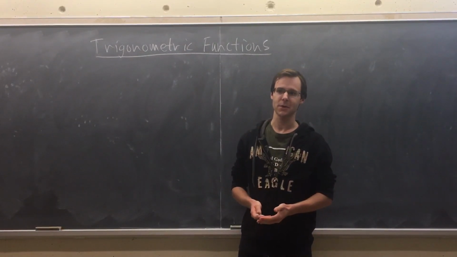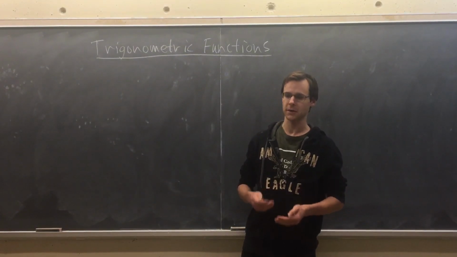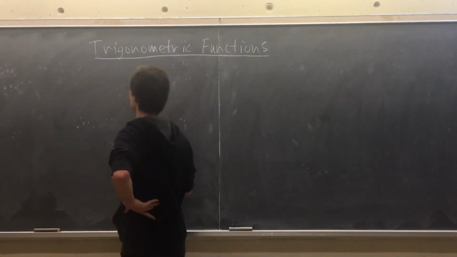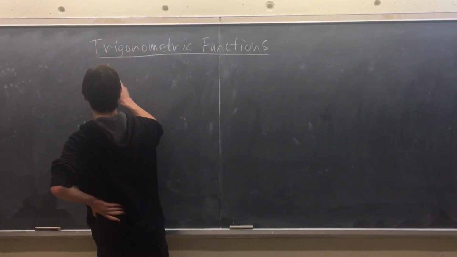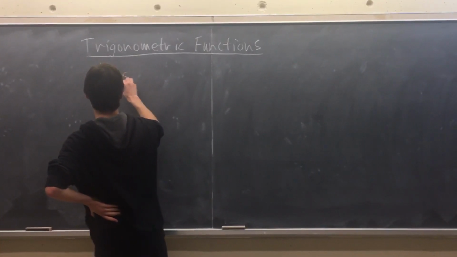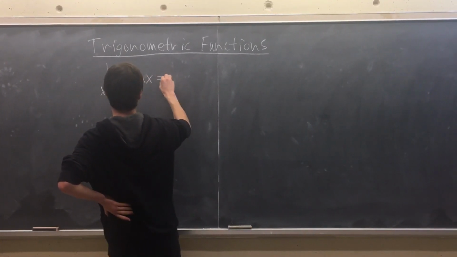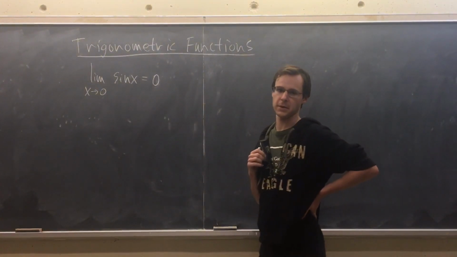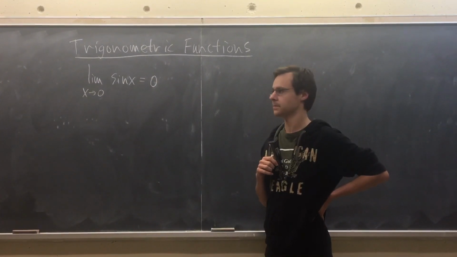Okay, so today we're going to be talking about proving limits involving trigonometric functions. So suppose we have a problem like this. Suppose we want to show that the limit as x approaches 0 of sine x is equal to 0. Let's prove this formally using the epsilon delta definition.